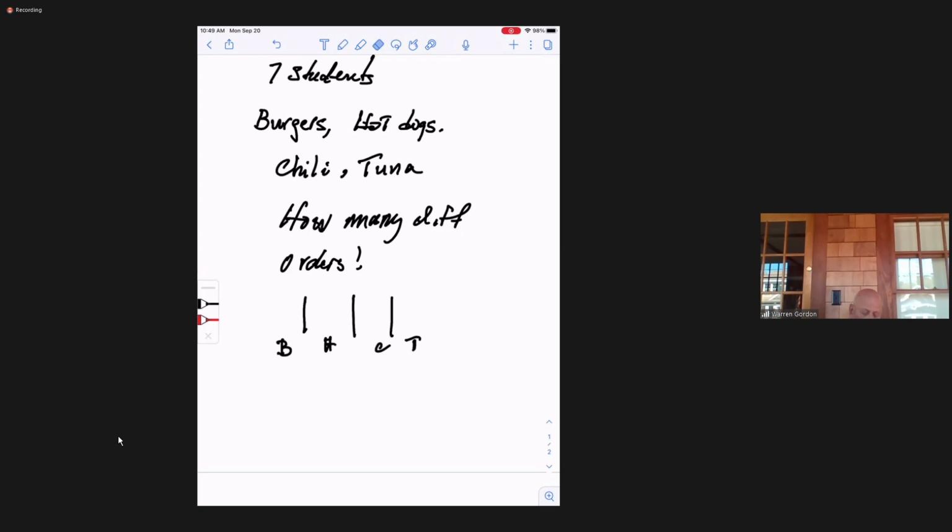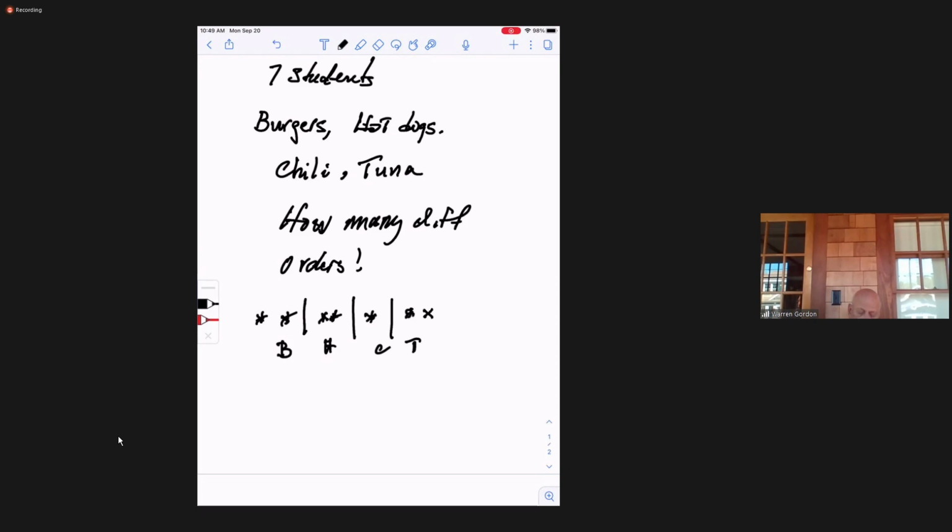So I have 4 different possible orders, right? Which means I have 3 bars, and a typical order might be, for example, 2 burgers, 2 hot dogs, 1 chili, and 2 tunas. So this is a classic stars and bars problem.